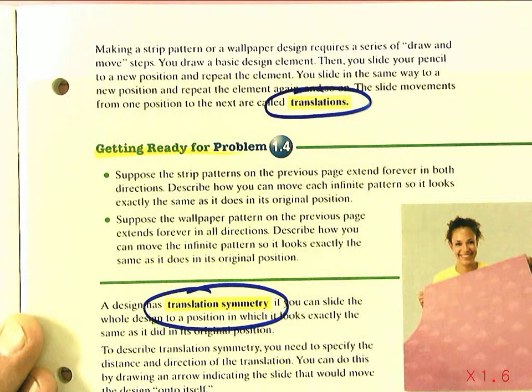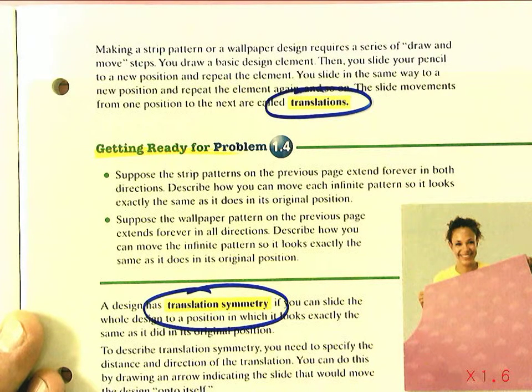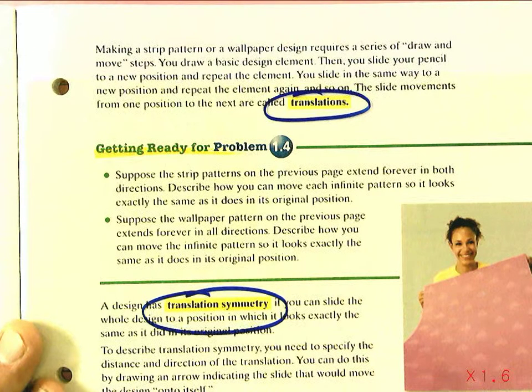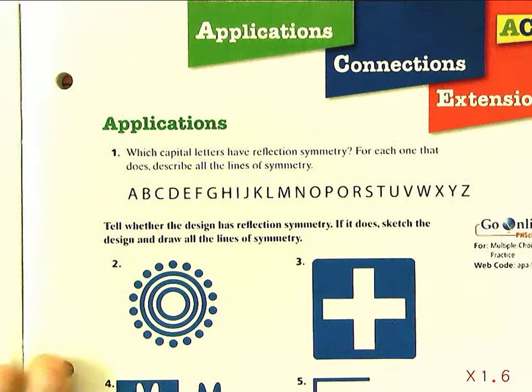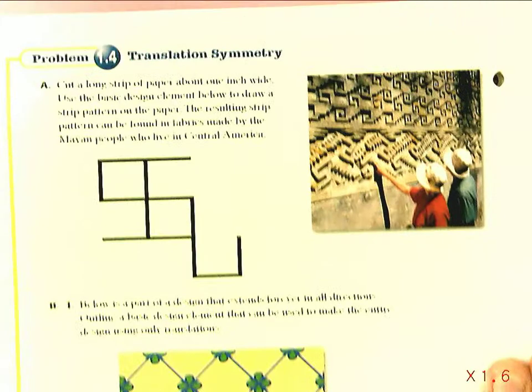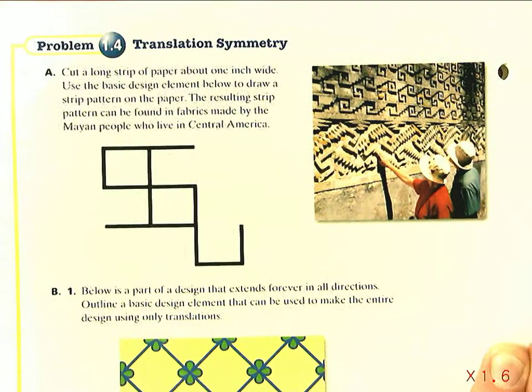If you can slide the whole design to a position where it looks exactly as it did in its original position, then we have a translation, and we use arrows to describe those movements. The basic design element is what we're looking for at first, so we're given a basic design element, and then we want to be able to tell whether the design has translation symmetry. We tell where it has moved to. So we're going to go right into the first part of this problem in 1.4 in translation symmetry.